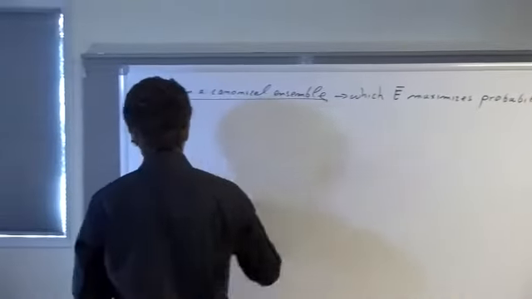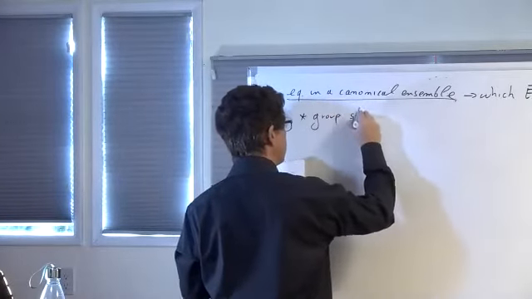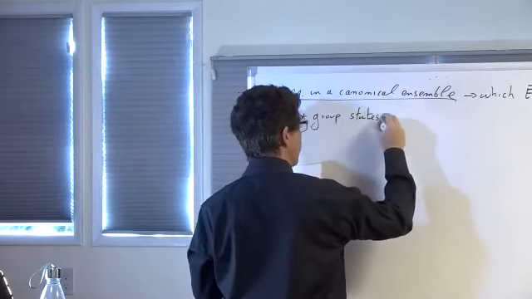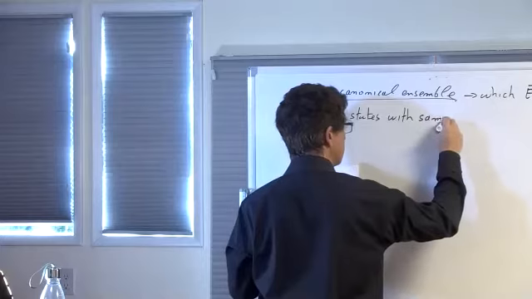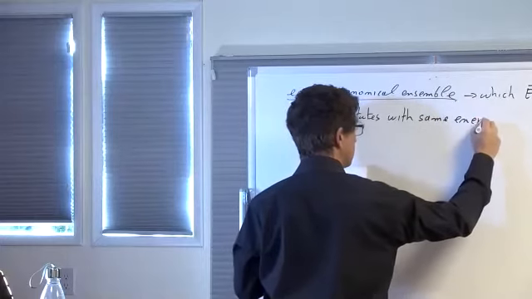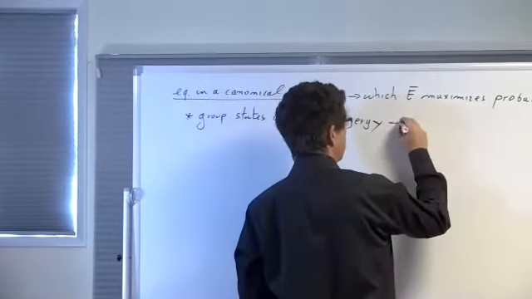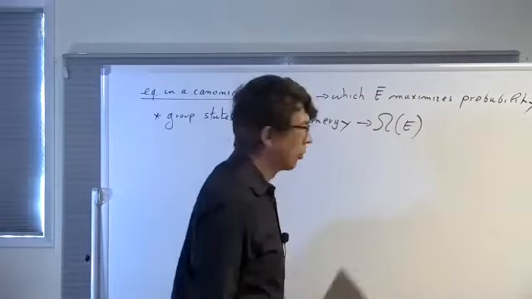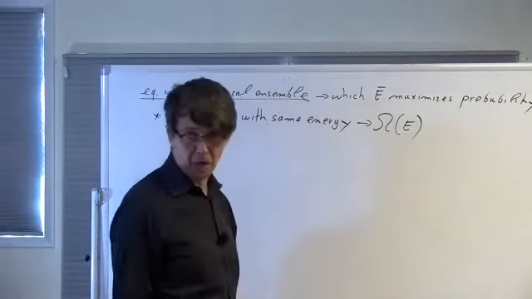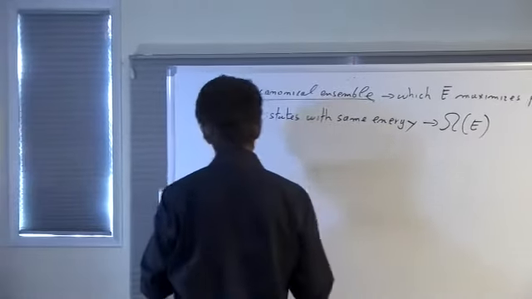Okay, so the way I'm going to do that, now rather than summing over states, I'm going to sum over energy. So I'm going to group microstates now with the same energy. And I'll say that there are omega E of them. So omega is the function that tells me how many there are at each energy.